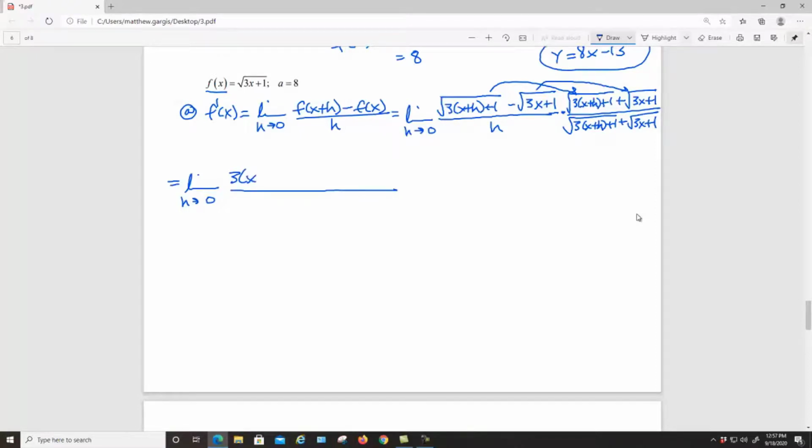So let me go ahead and distribute that out. So I'll have 3x plus 3h plus 1. So that's multiplying the first two radicals. Now I've got a negative times a positive, so that's a negative. And then root 3x plus 1 times root 3x plus 1 is just 3x plus 1, over h times, and I'm going to leave the other under the radical there, 3x plus 3h plus 1, and then plus radical 3x plus 1.